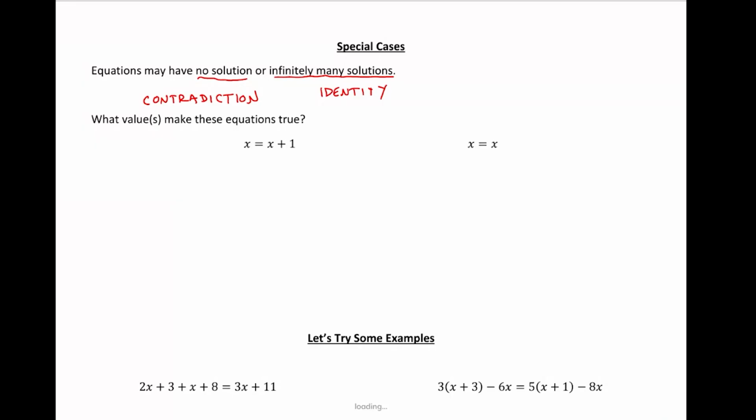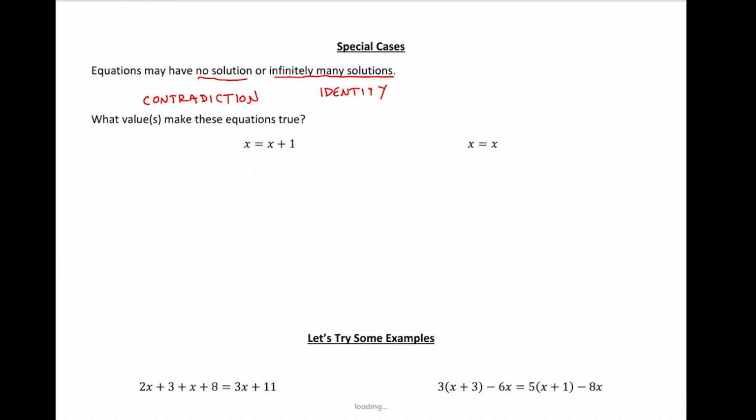So let's look at these two equations and explain a little bit more what I mean. If I have x equals x plus 1, you might try to figure out what that answer would be, but any number you plug in, like let's plug in 3: 3 equals 3 plus 1. That can't be right, 3 doesn't equal 4. And no matter what number you try to plug in there, because the right-hand side is just adding 1 to it, those numbers are never going to be the same. So this would be an example of a contradiction, and contradictions have no solution.